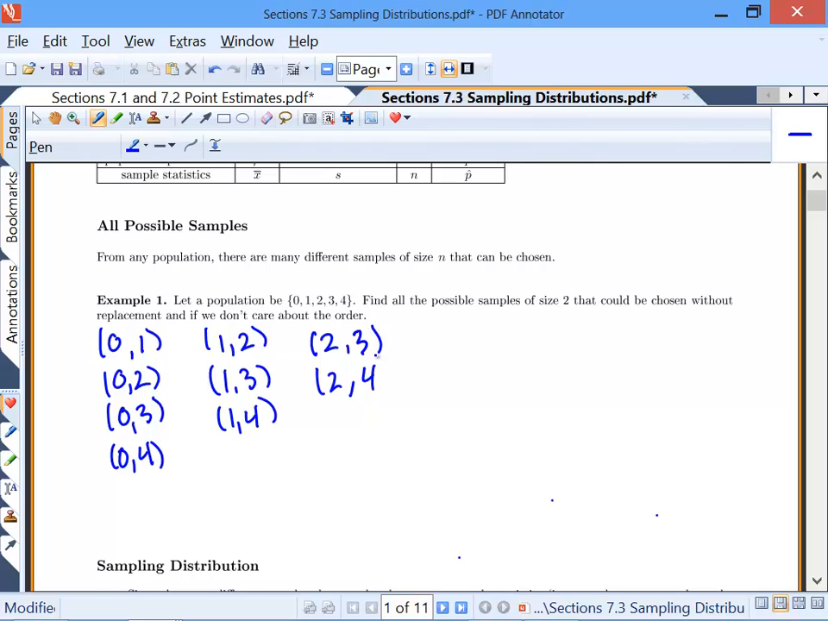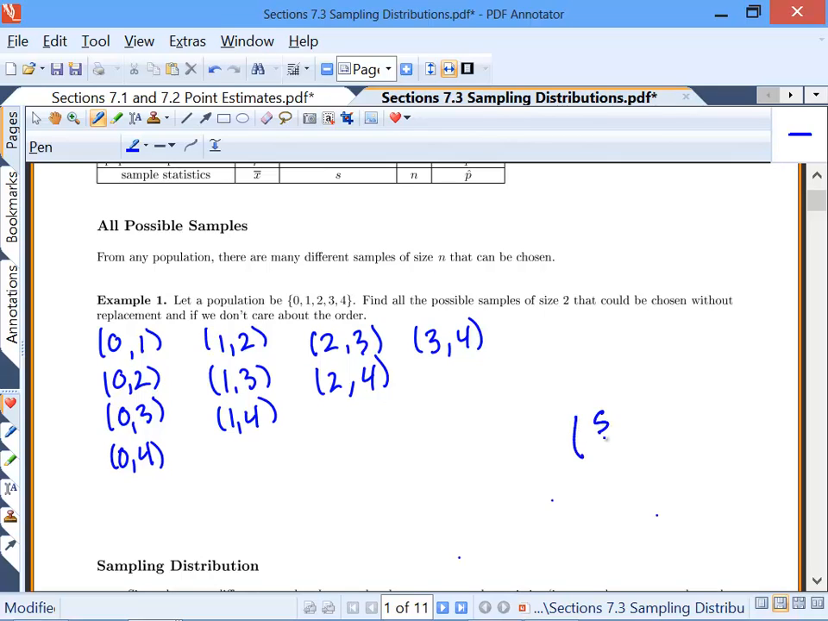Not that everything has to be written in order, but I find it's a lot easier for me to not miss anything if I make sure I write them in order. And my last one is 3, 4. Did I miss anything anywhere? Can you see anything that I missed? How could we double check and make sure that we got the correct number of possible samples?